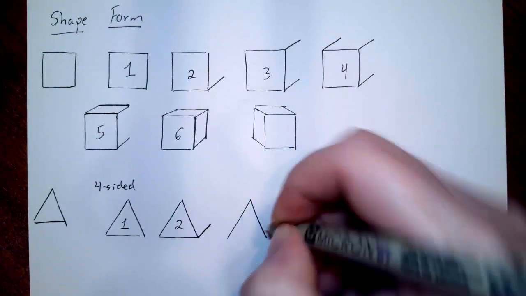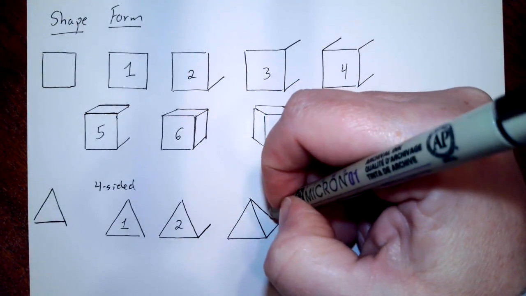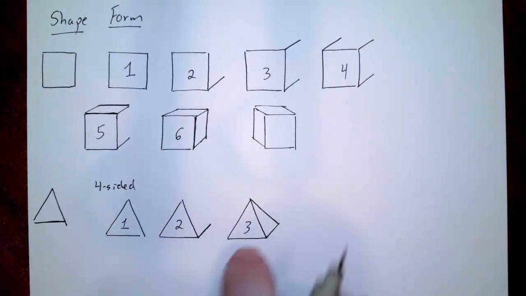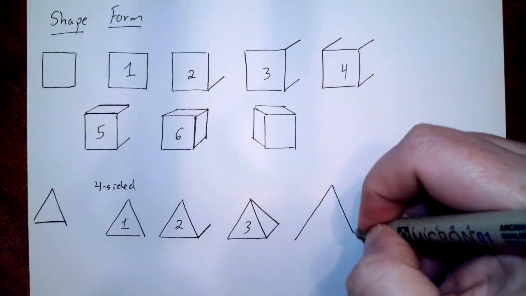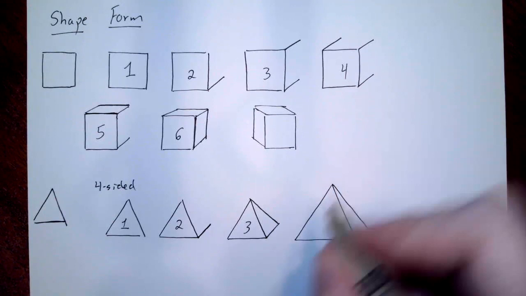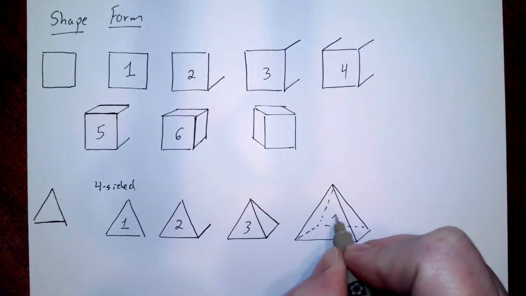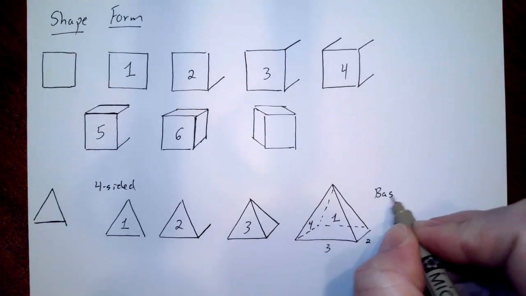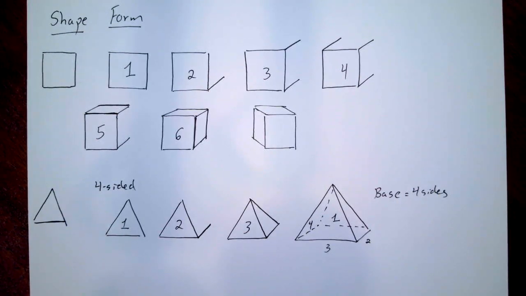Step 3, I'm going to connect this diagonal line. So, believe it or not, this is a 4-sided pyramid. If this was made out of glass and we looked at it, we would see that the base of the pyramid has 1, 2, 3, 4 sides. So the base equals 4 sides. All right? 4-sided pyramid.